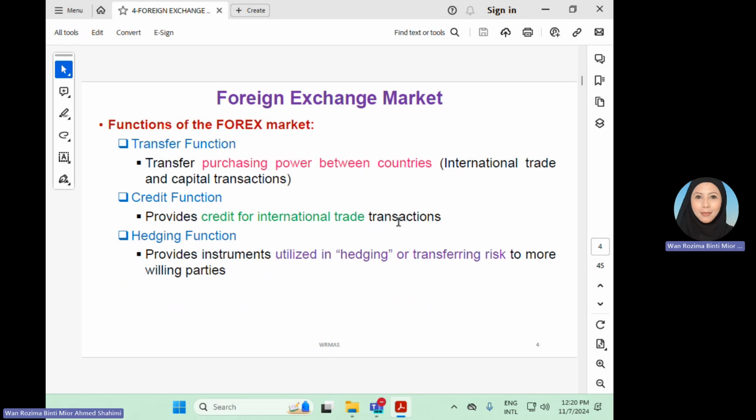Usually each party wants to deal with its own currency. For example, I'm Malaysian. It's easier for me if everything is quoted in Malaysian ringgit, so I don't have to do the conversion between my currency and another currency. But in reality, international transactions are not that way, where you have to exchange from currency A to currency B.